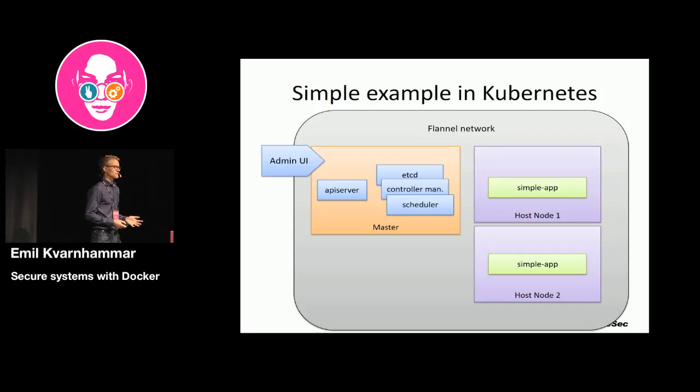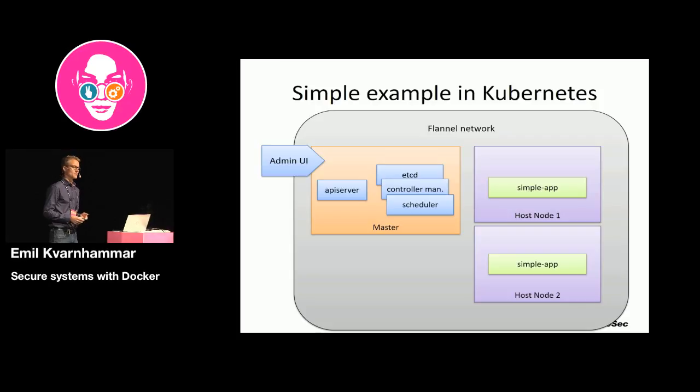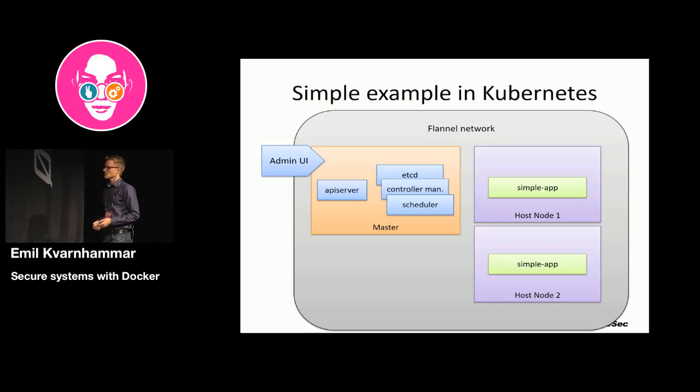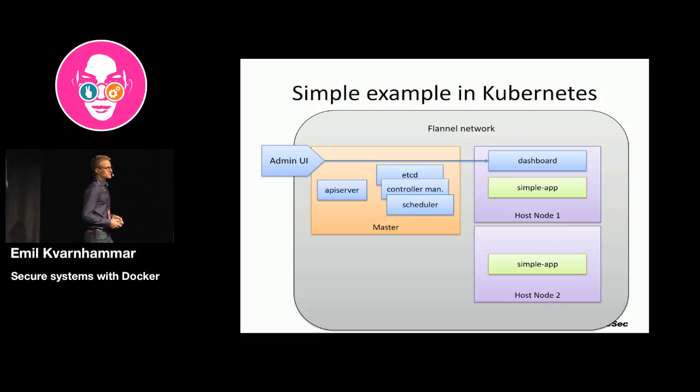To be less abstract, I'm going to show you a simple example in Kubernetes, what this means. So if you have a master node in Kubernetes, in that master node you have an API server, an etcd service, a controller manager and a scheduler. And let's say you have two different host nodes with your application pod running in it. In addition to that, you have a dashboard pod which is used for presenting the admin user interface.